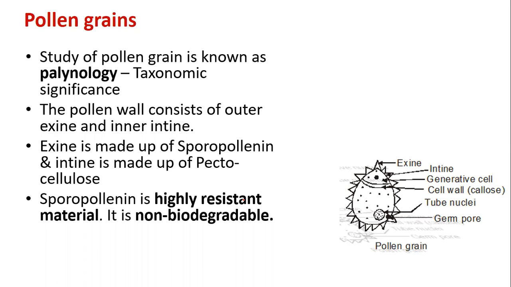Now, there is one concept over here. In case of plant cells, whenever any cell is found within a bigger cell, its cell wall is made up of callose, not sporopollenin. The cell wall is made up of callose, as you can see here, right? So please take a note of it.